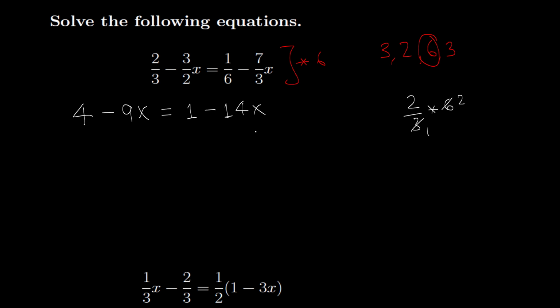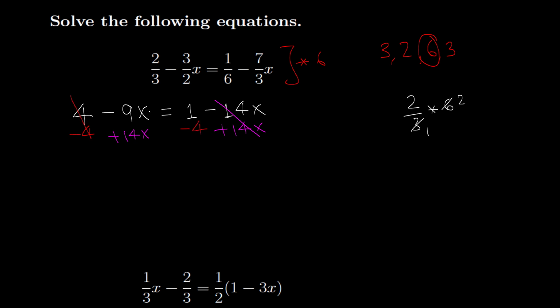No more fractions. Now we want to move terms around. That means x on the left side and all others on the right side. So 9x, here we have negative 14x, so moving to the left means add 14x. Okay, 4 moves to the other side because we want to leave only x terms on the left side, so subtract 4 from both sides.